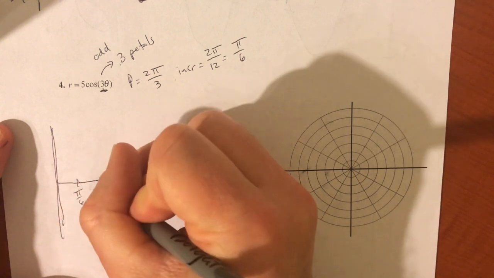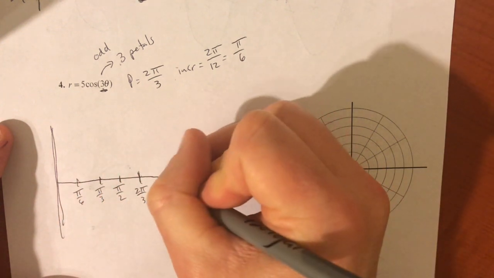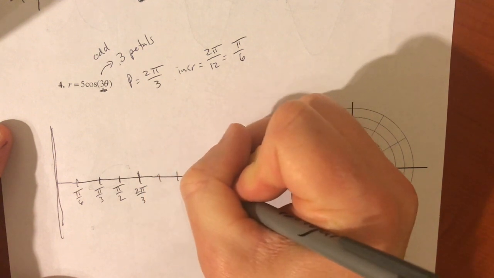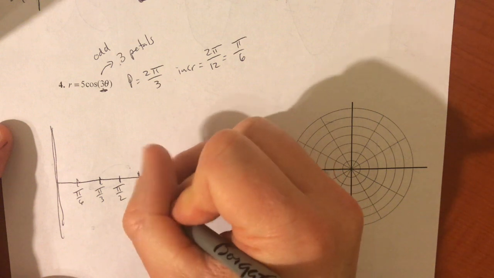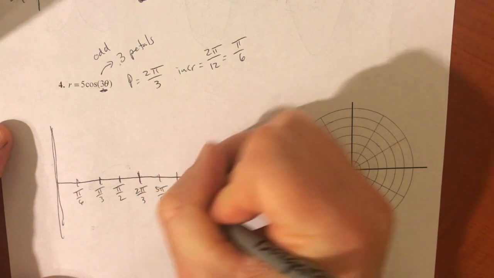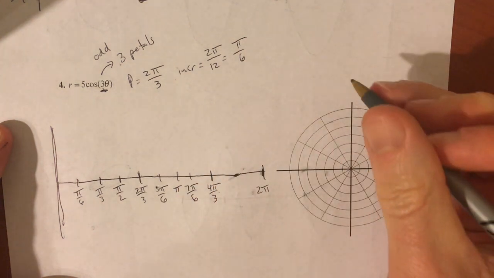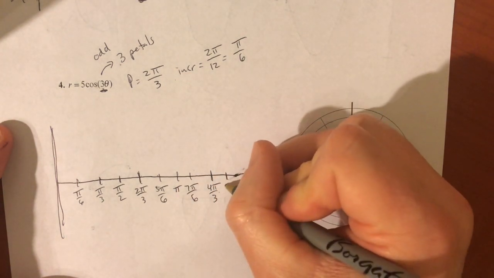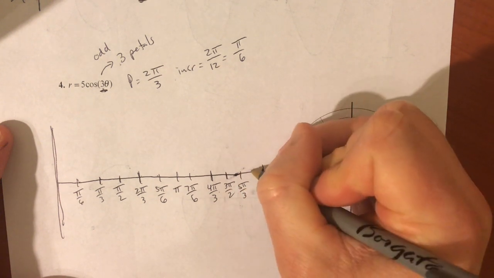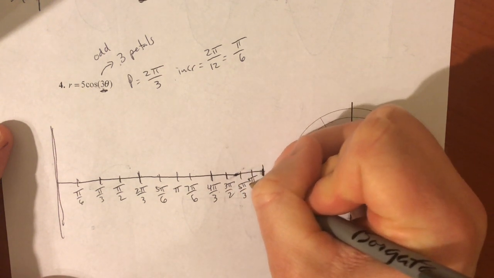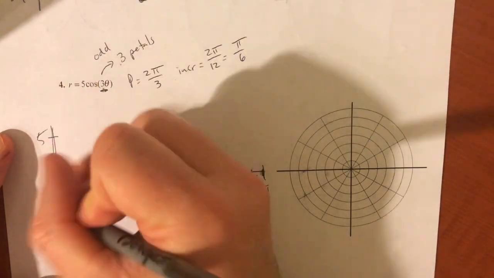pi over 6, 2 pi over 6, which is pi over 3, 3 pi over 6, which is pi over 2, 4 pi over 6, 5 pi over 6, 6 pi over 6, which is pi, 7 pi over 6, 8 pi over 6, which is 4 pi over 3, 9 pi over 6, which is 3 pi over 2, 10 pi over 6, which is 5 pi over 3, and 11 pi over 6. Just good fraction work, if nothing else, even if we don't end up using all of them.